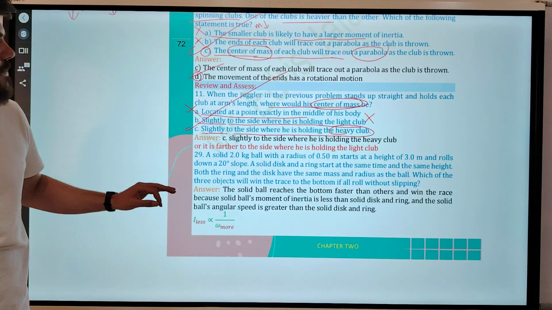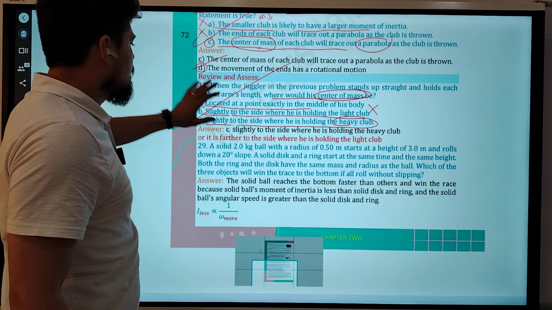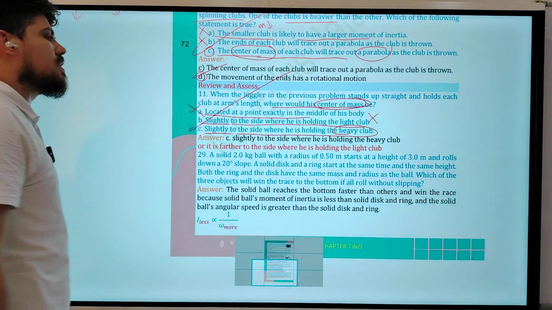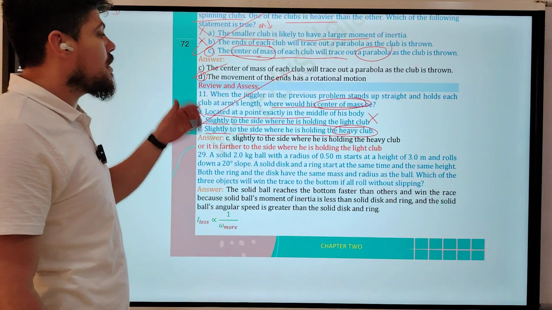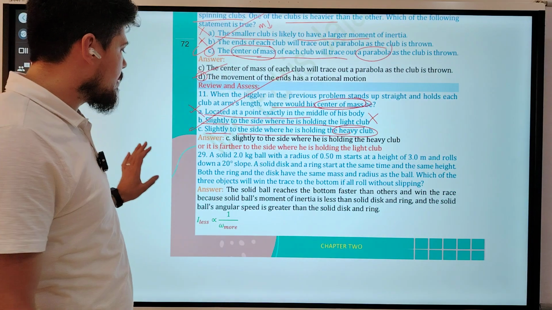Pay attention, please. This is a frequently asked question. It has been brought up many times. Slightly to the side where he's holding the heavy club, or you can say farther from the side where he's holding the light club.